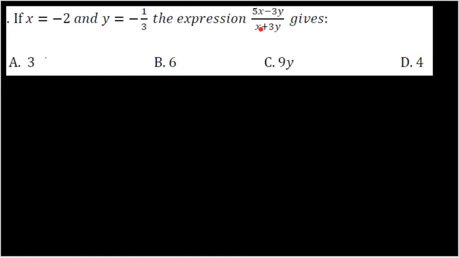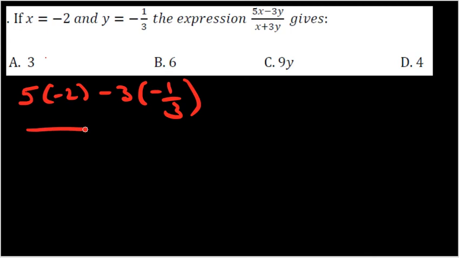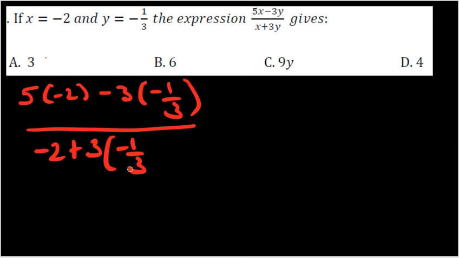So 5x minus 3y over x plus 3y. In place of x we'll substitute -2. So 5 times -2 minus 3 times -1/3, the whole over x plus 3y, which means -2 plus 3 times -1/3.